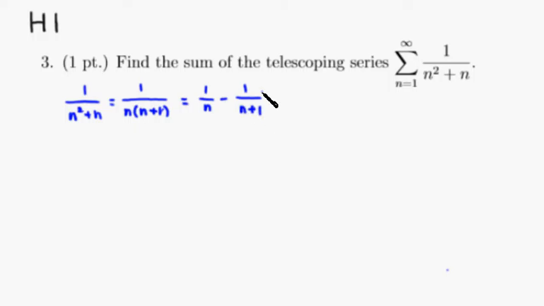You can double check by taking the common denominator. You have n plus 1 minus n, so you're going to have 1. So this is going to be that.